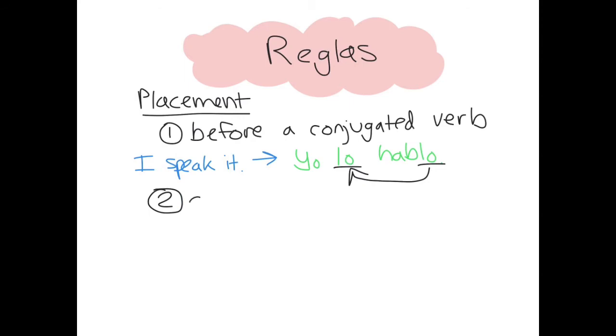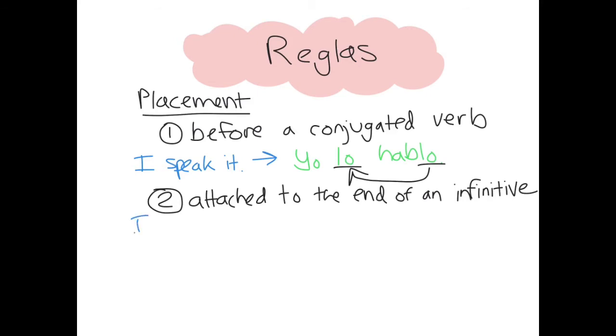Número dos. We could attach the DOP to the end of an infinitive. An infinitive, again, being an unconjugated verb. So what's that look like? Well, unlike our first sentence, we need an infinitive. So let's go with I want to speak it. We're going to say deseo hablarlo. Hablar being our infinitive, so we can attach that lo right to the end. It's all one word, no spaces there. Hablarlo.